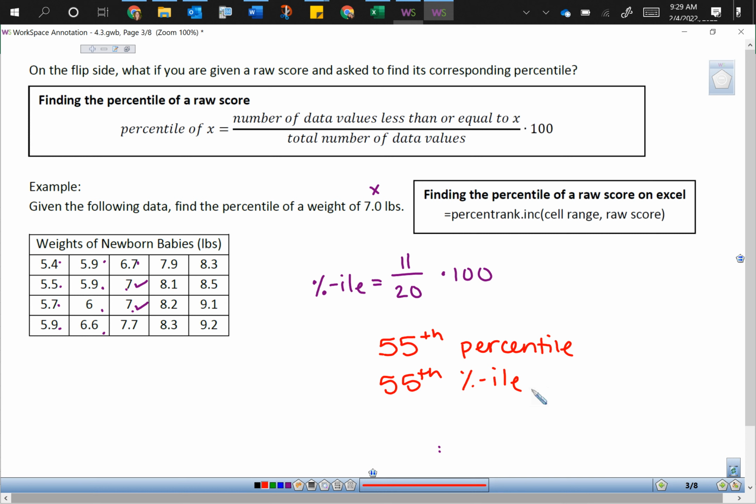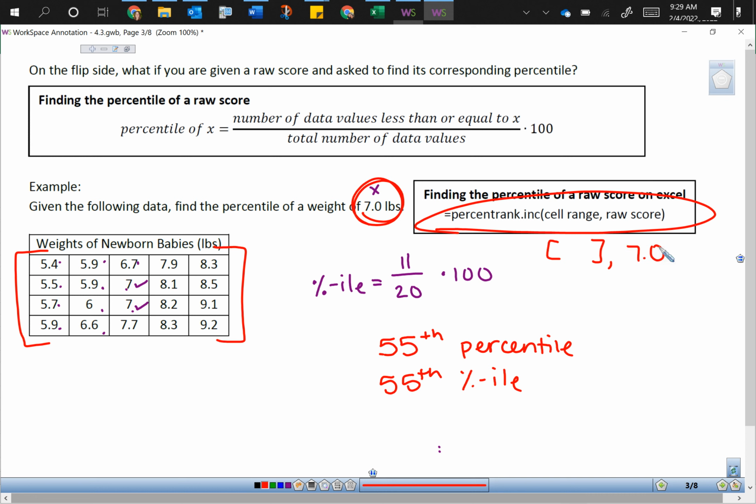All right? Now, on Excel, you're going to use this function right here, equals PERCENTRANK.INC, and then the cell range, and then the raw score. The raw score would be what your x value is. So you want to find, of this whole cell range, what is the percentile of 7.0 pounds? And it would come back 55th percentile. Actually, it wouldn't because it's Excel and it's different, but you get the gist. Are we okay with that? Let's go to the back side.